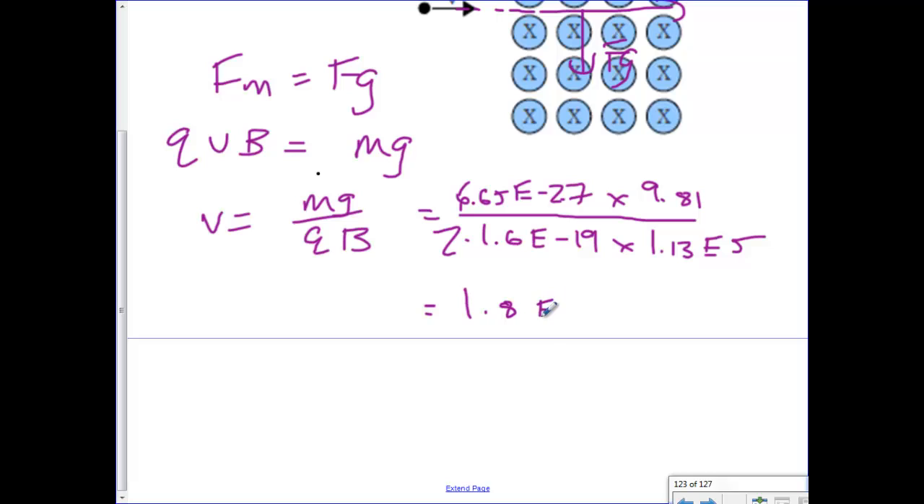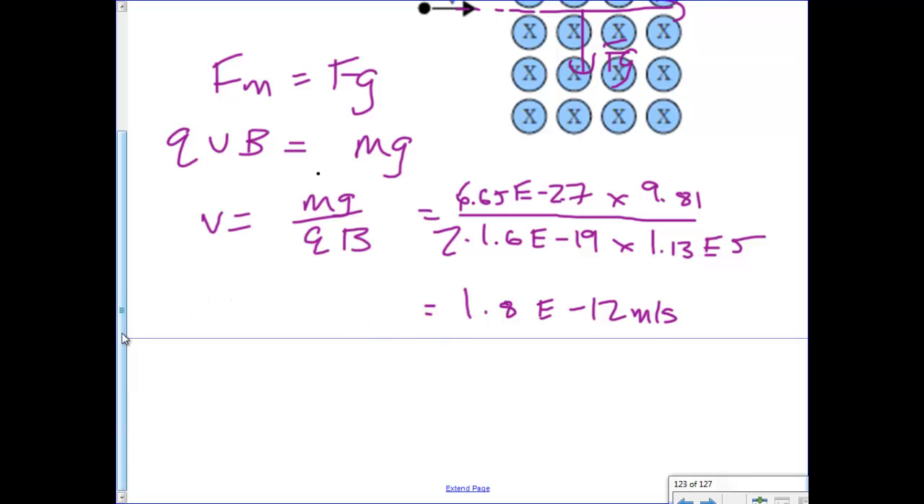I got 1.8 times 10 to the minus 12 meters per second. Fairly slow. Yeah, that's really slow. By the way, I just randomly made up numbers, so I didn't actually go into this intending for it to be a certain value.